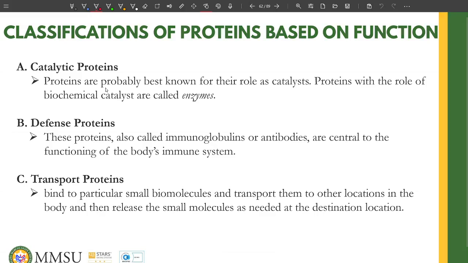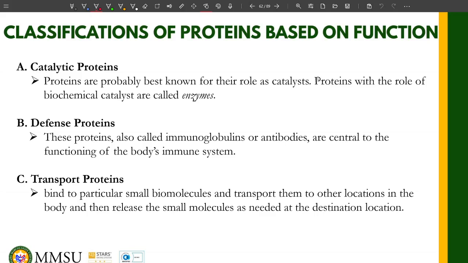So the first one, catalytic proteins, from the name itself, catalytic. So they are proteins that are best known for their role as catalysts. And we all know naman na kapag catalyst, their function is they either speed up or slow down a reaction. So yung mga proteins na to, they have the role of biochemical catalyst. And yung mga biochemical catalyst na yun, they are also known as your enzymes. So yung mga enzymes na to, they participate in certain metabolic reactions that occur in the cells. They either speed up or slow down this metabolic reaction.